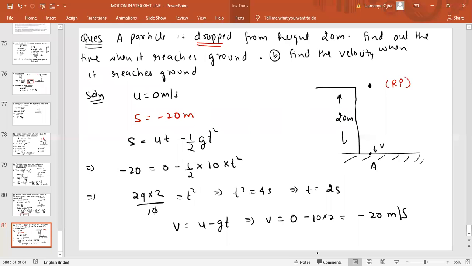Now why is it minus? Can you explain me why it is minus 20 meter per second? The reason is that the direction of the final velocity is negative, downward. Downward we have taken as negative. Yes, very good. The velocity should be minus 20 meter per second when it reaches the ground. Okay, fine.